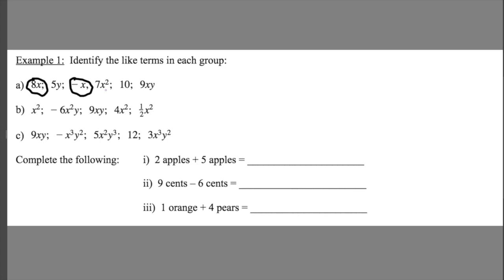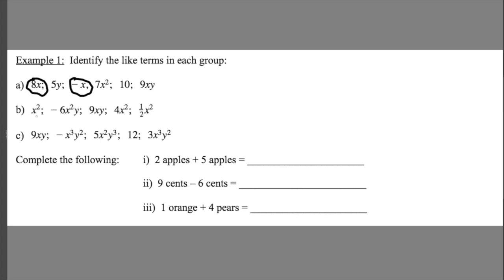7x squared, there are other x's here, but this is squared. Once there's an exponent, because it's squared, it is no longer a like term with any of the other x's. The 10 that is by itself does not have a variable attached to it, so it is not a like term with anything else in its line.